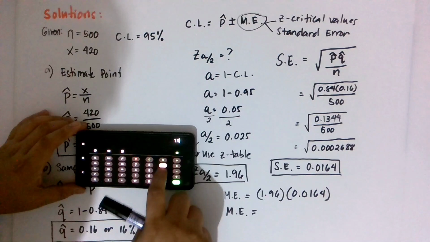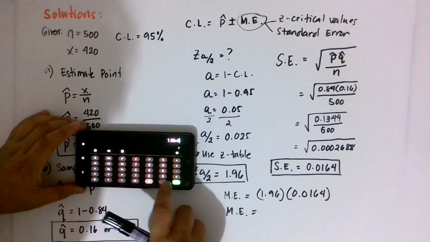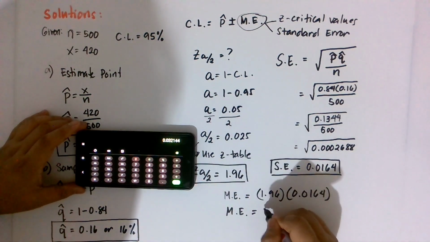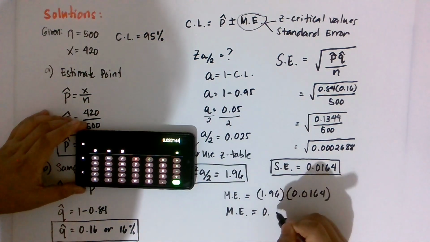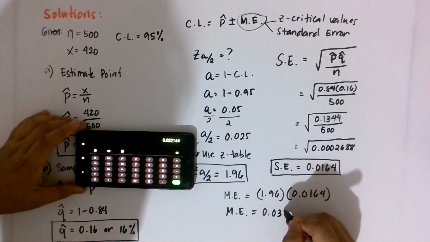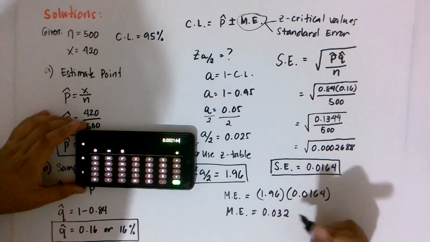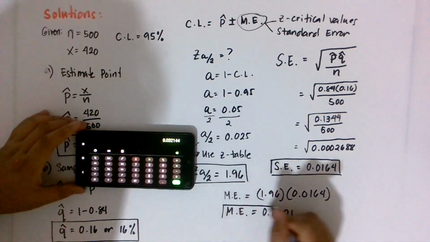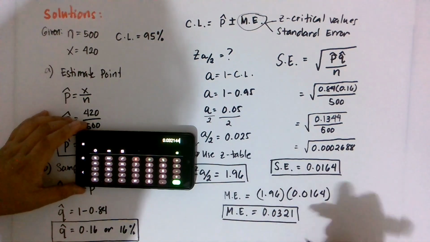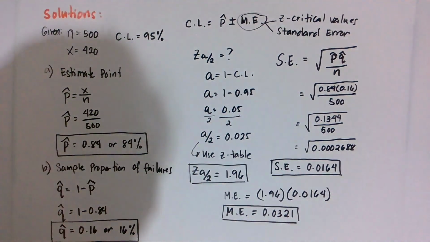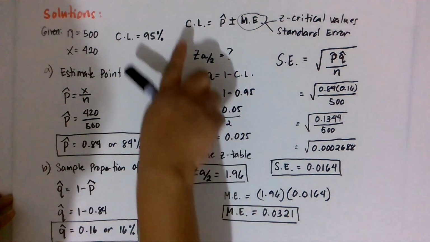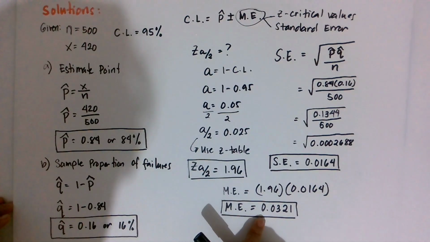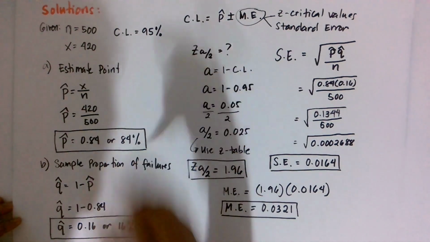Okay, so 1.96 times 0.0164. Alright. So our margin error is 0.0321. Okay. Maximum 4 digits daw po kasi. Ayan, box natin. So we have already the margin error. So ang gagawin na lang natin dito, ipa-plus at ipa-minus natin sa P hat para makuha natin yung confidence intervals. Okay, ayan yung P hat.